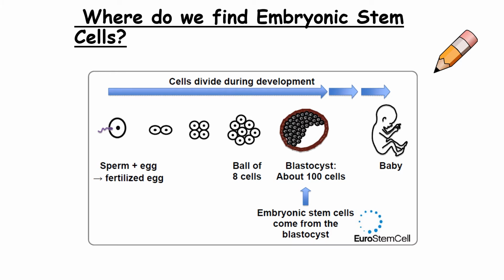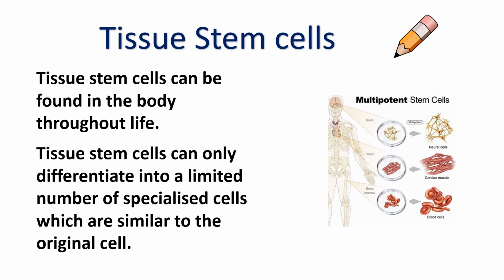that's where you get your embryonic stem cells from. Tissue stem cells are different. They can be found in the body throughout life. Some locations in the adult body, such as the lower layers of the skin and the small intestine, still contain populations of stem cells throughout life. Tissue stem cells can only differentiate into a limited number of specialized cells which are similar to the original cell, so they can't become anything like embryonic stem cells. So for example, bone marrow could differentiate into a blood cell, but it could not develop into a muscle cell. Most specialized cells lose their ability to divide, so if they die and there are no stem cells present to produce cells to replace them, then the part of the tissue or organ may be permanently lost.